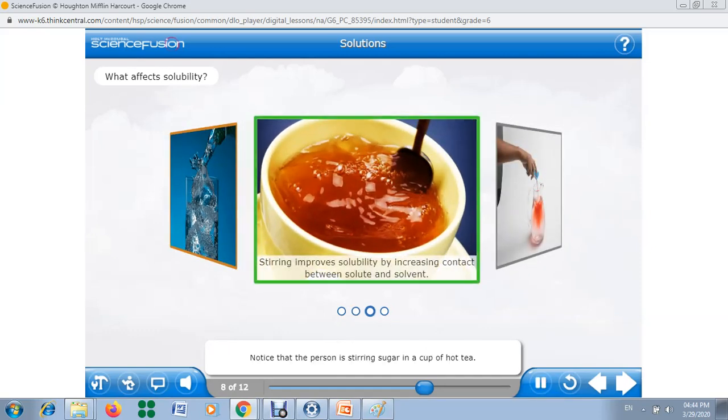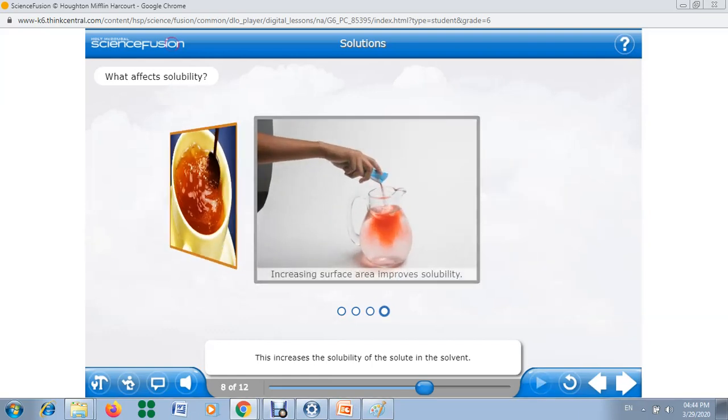Notice that the person is stirring sugar in a cup of hot tea. Stirring is another way to increase solubility. In general, stirring brings more of the solute into contact with the solvent. This increases the solubility of the solute in the solvent. Increasing the surface area of the solute is another way to increase contact between solute and solvent. So, cutting or crushing a solute increases the solute solubility. This is why drink mix is in a powdered form rather than in the form of a large solid cube.